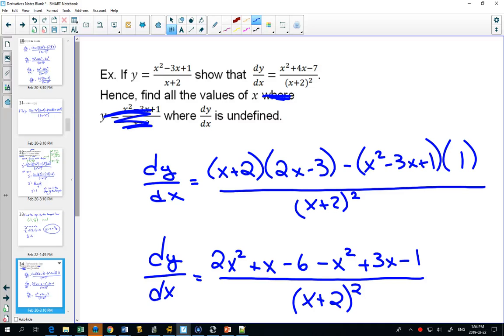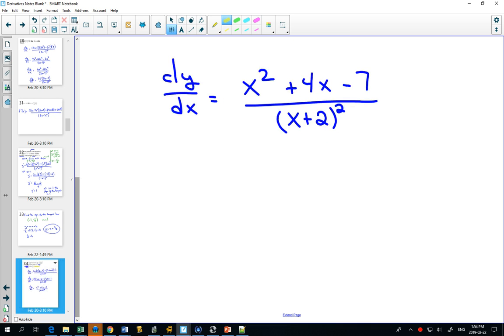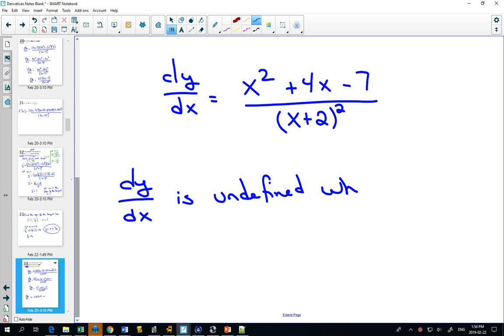So first of all, we have to revisit a definition that we've seen before, but maybe have forgotten. What does it mean when something is undefined? It means that it's not possible. Are there any values you're not allowed to use? Well, in mathematics, we're not allowed to do a couple of things, right? dy/dx is undefined when, well, what are the things we're not allowed to do in mathematics?